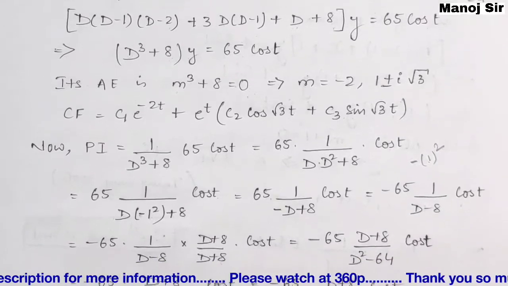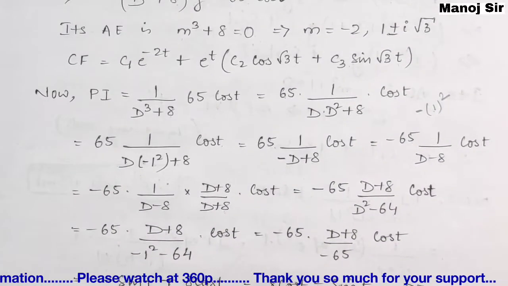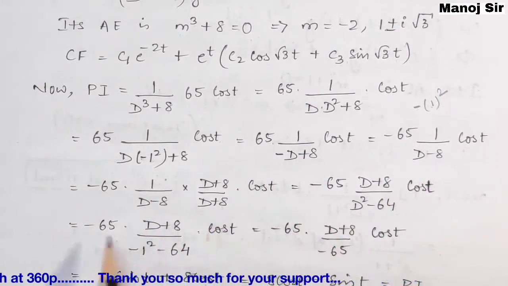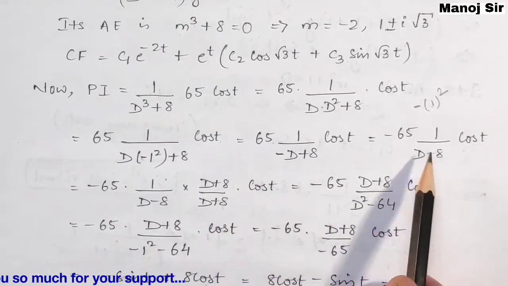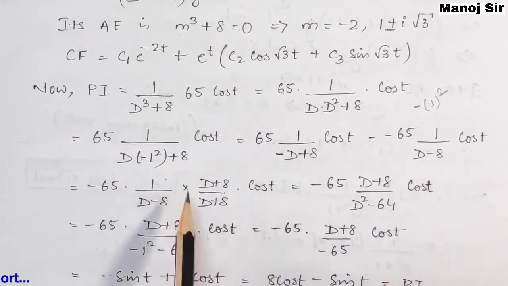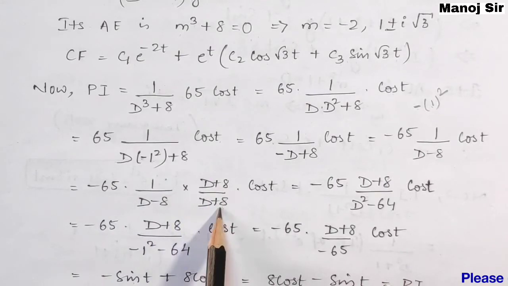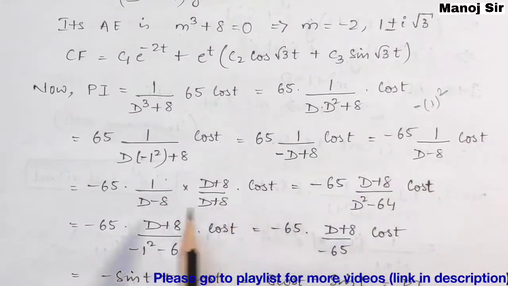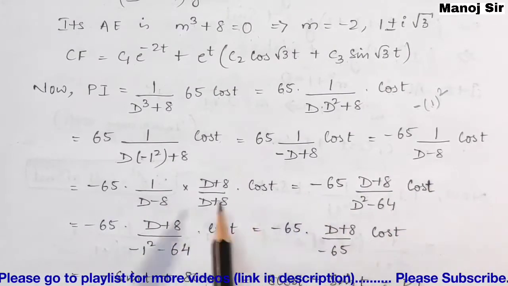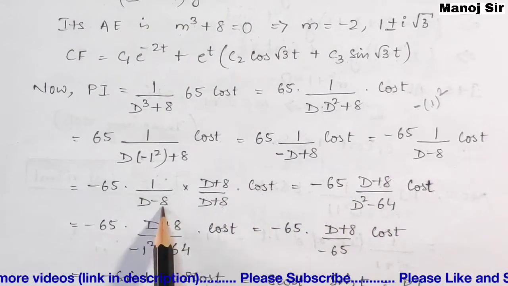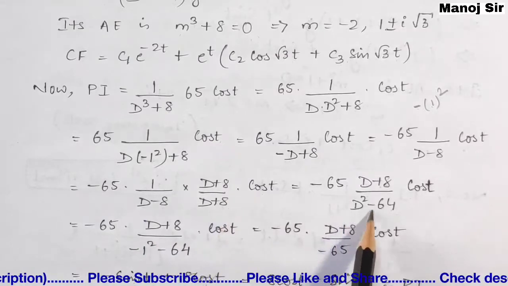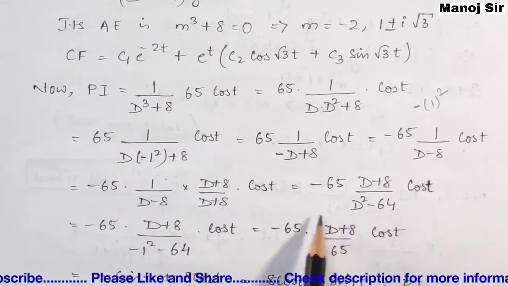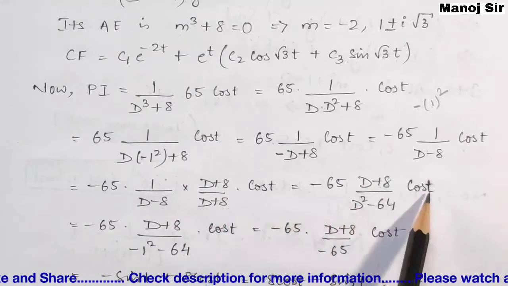Now after this we will rationalize. Simply write minus 65 as it is. Here we have 1 upon D minus 8, so multiply and divide by D plus 8. Don't forget to write this cos t here. Now minus 65 into D plus 8 upon a minus b into a plus b, that is a square minus b square, D square minus 8 square, that is 64, into cos t.